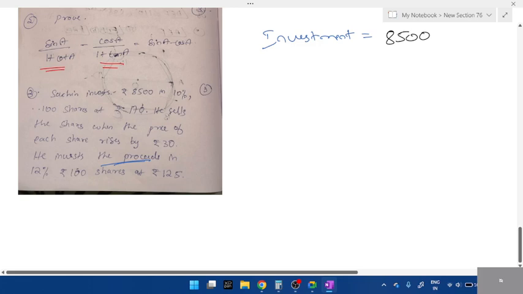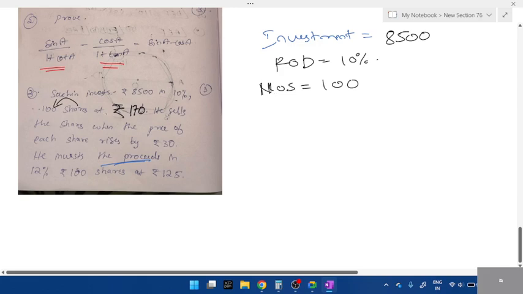8,500 in 10%. Whenever a percentage is given, it is... What is nominal value? 100 shares is given. Is rupees 100 per share given here? Have they given rupees? No. So you can't take that as nominal value. What is it? The number of shares is 100. You told nominal value 100?